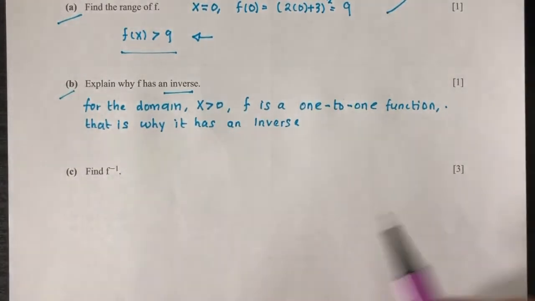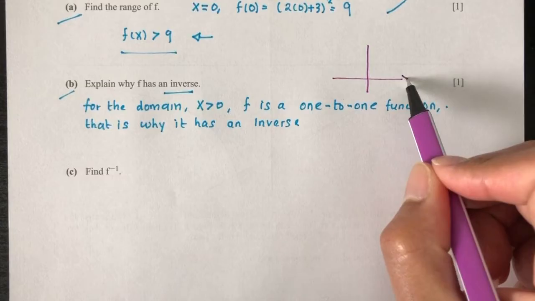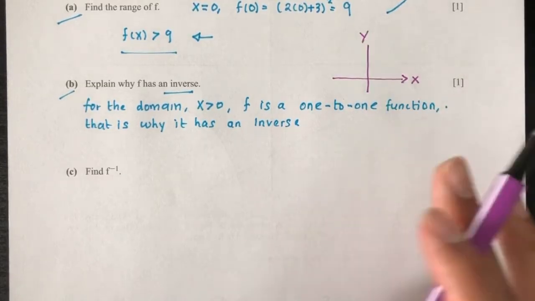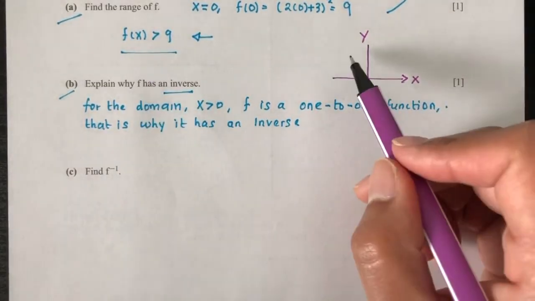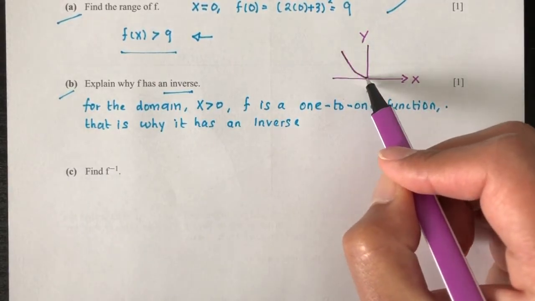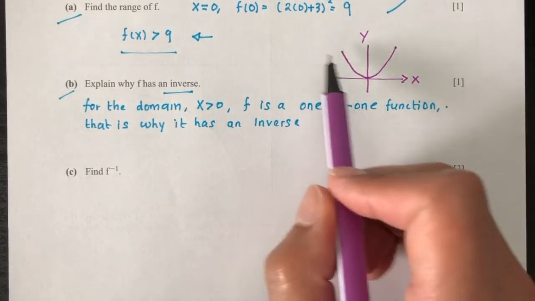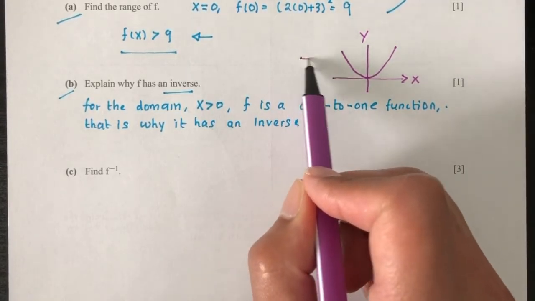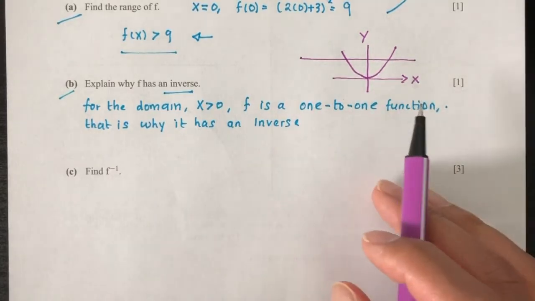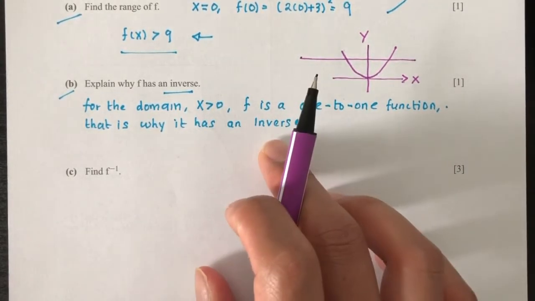Now what does a 1-to-1 function mean? It means that if you draw a graph, this is x, y, usually the graph of f will be somewhat like this. Let's say for example it's like this. We don't know. Somewhat like this. So 1-to-1 function means if you were to draw a line in this direction, it can only cut the curve at only one place. That is only when it can have an inverse.